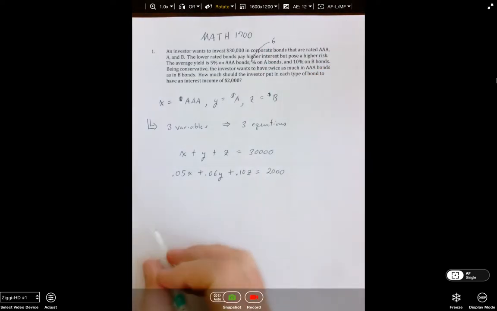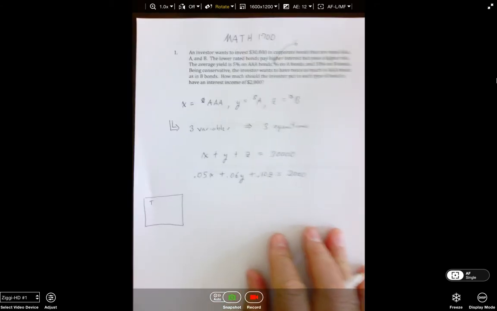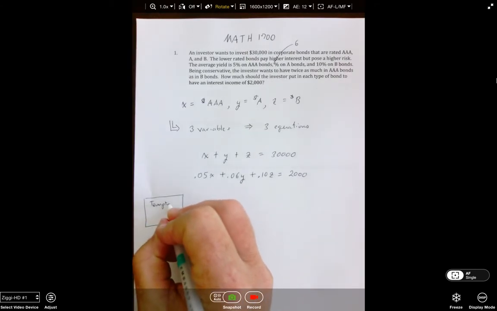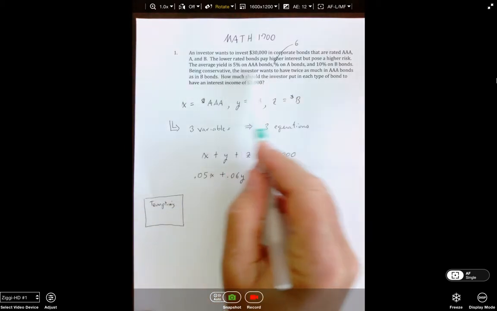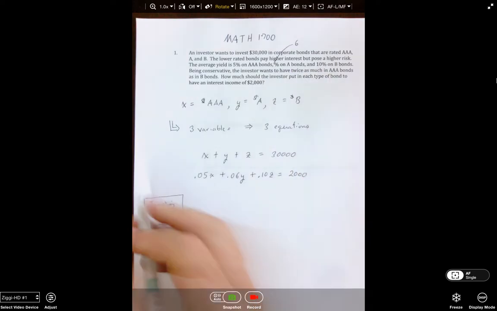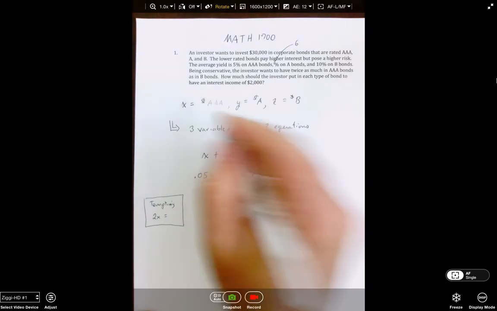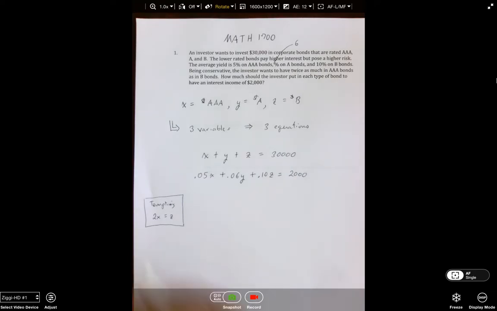Now, it is so tempting. Can you guys even see that? Nope. It is tempting to say twice as much in the AAA, and we know AAA is X, as there is in the B, and we know that B is Z. That's so tempting. But let's think about what happens there.